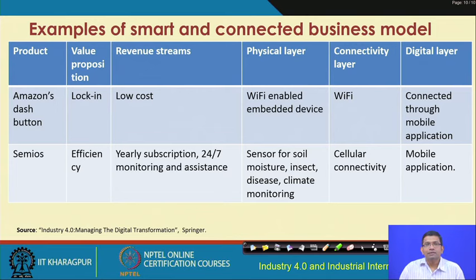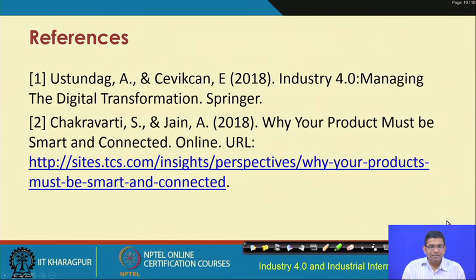Similarly, we have the other product, the Simios, which basically talks about improving the efficiency overall. The value proposition is efficiency, in improving the efficiency. The revenue streams are through yearly subscriptions, 24/7 monitoring and assistance. The physical layer constitutes sensors for soil moisture, insect disease, climate monitoring, and so on. The connectivity layer is cellular, and the digital layer consists of different mobile applications. So, these are two examples of smart and connected business models being implemented in practice. So, these are again some of the references.